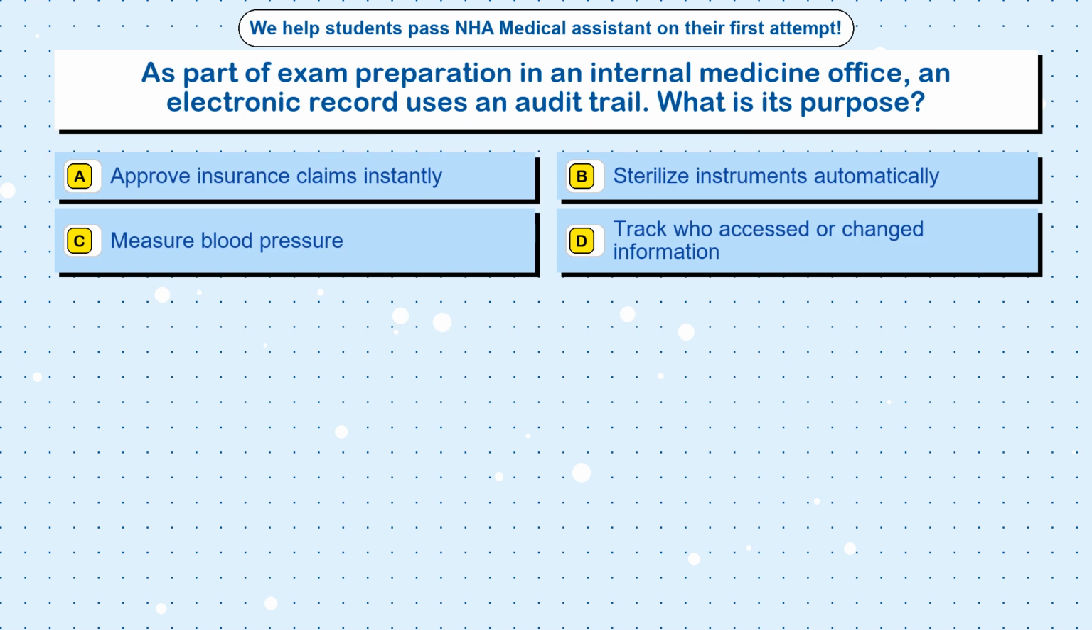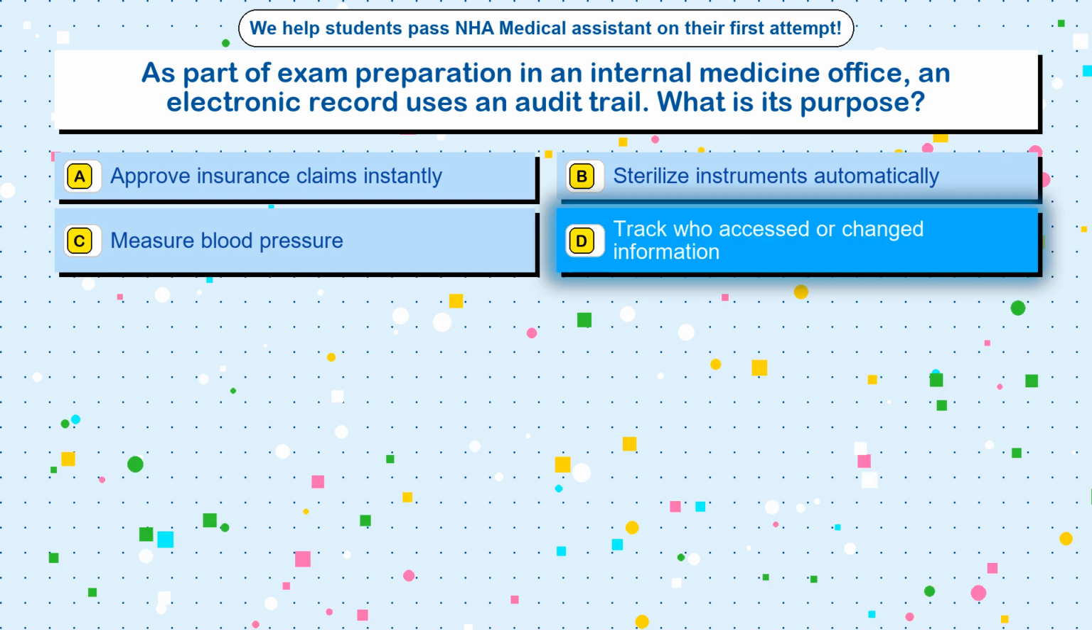Question 75. As part of exam preparation in an internal medicine office, an electronic record uses an audit trail. What is its purpose? Option A, approve insurance claims instantly. Option B, sterilize instruments automatically. Option C, measure blood pressure. Option D, track who accessed or changed information. The correct answer is option D, track who accessed or changed information.